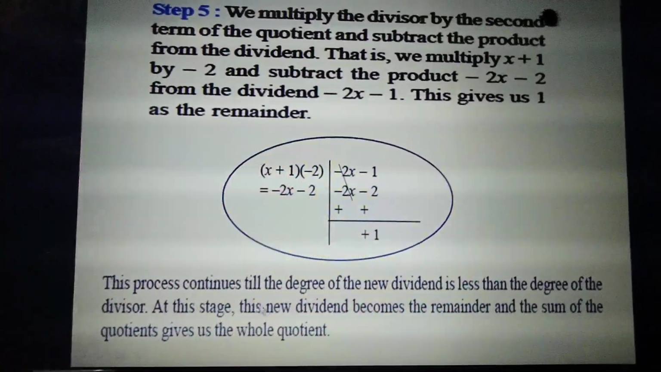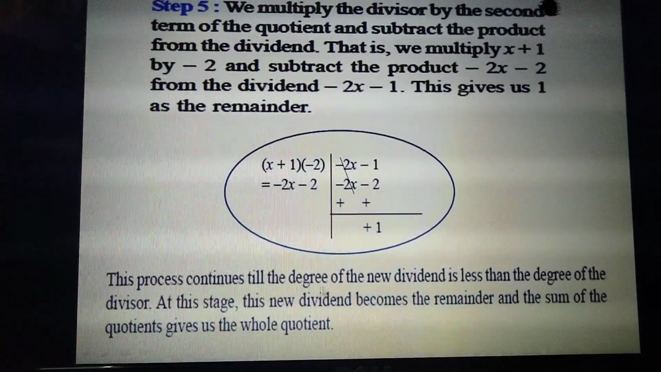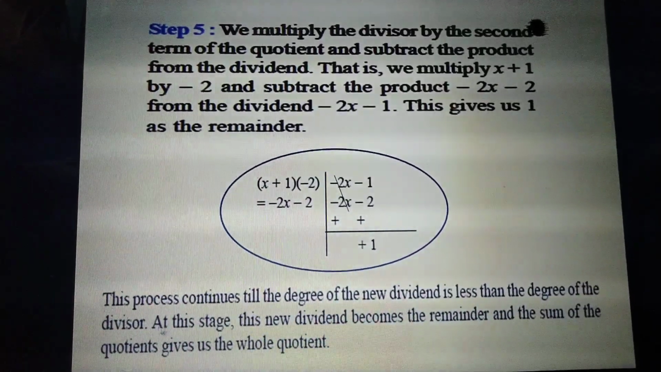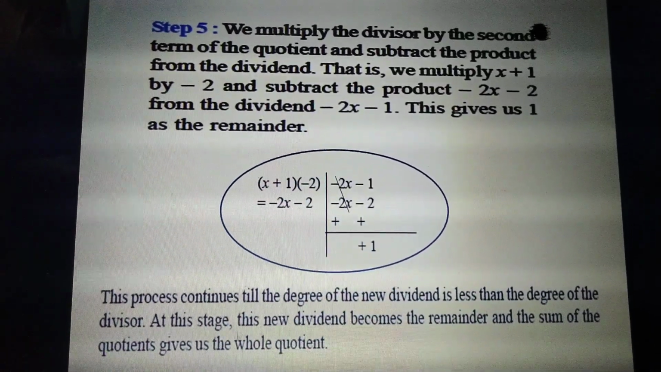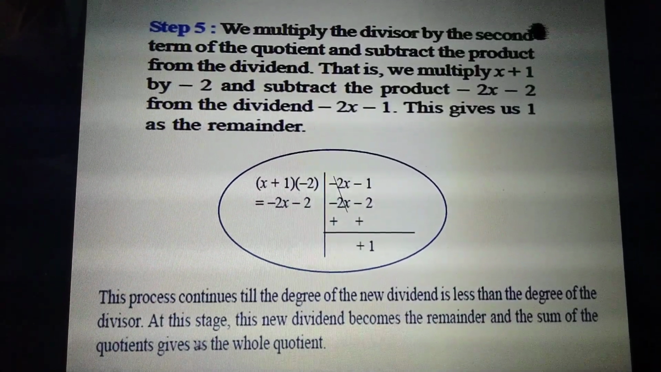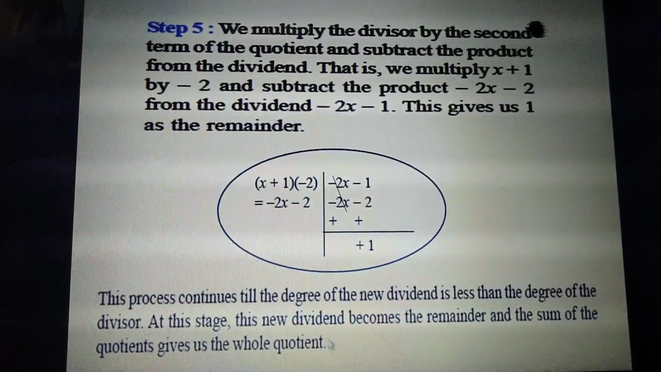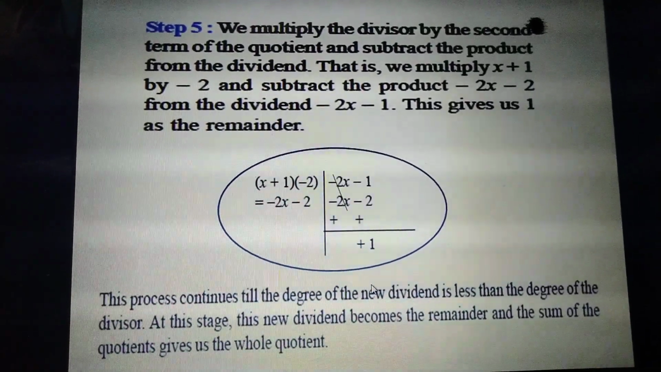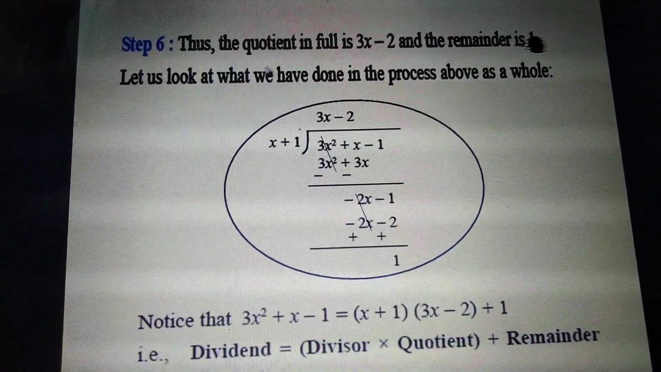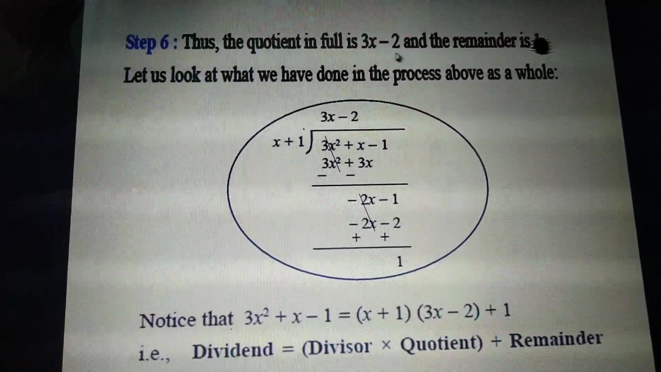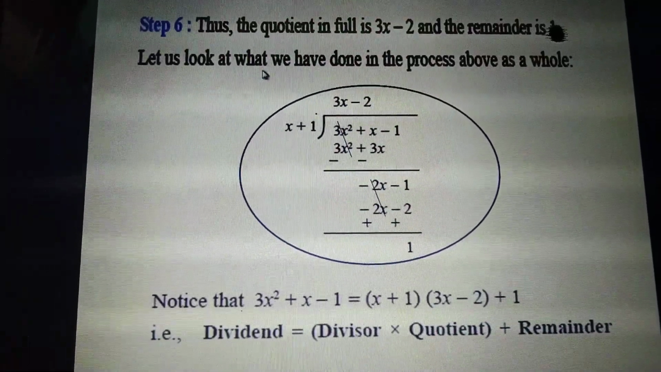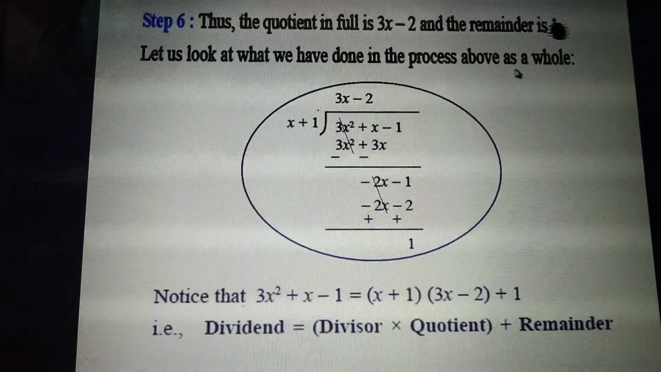This process continues till the degree of the new dividend is less than the degree of the divisor. At this stage, this new dividend becomes the remainder and the sum of the quotients gives us the whole quotient. Step 6. Thus, the quotient in full is 3x minus 2 and the remainder is 1. Let us look at what we have done in the process above as a whole.